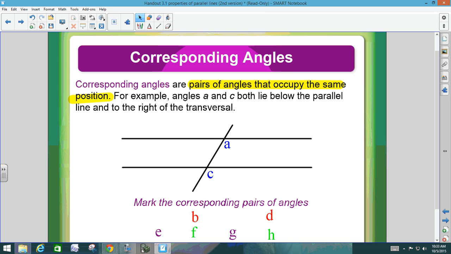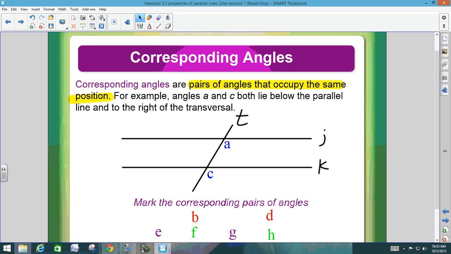So in my picture here, we'll call this T, the transversal, and I'll call this line, I don't know, J, and this line K. So J, K, T is the transversal, it's intersecting the two lines. Angle A is to the right of the transversal and below line J. Angle C is to the right of the transversal and below line K. They're both to the right and below. They're in the same position. If you want to look at the four corners, 1, 2, 3, 4, they're both in that bottom right corner of the intersection. Corresponding, they're in the same location.